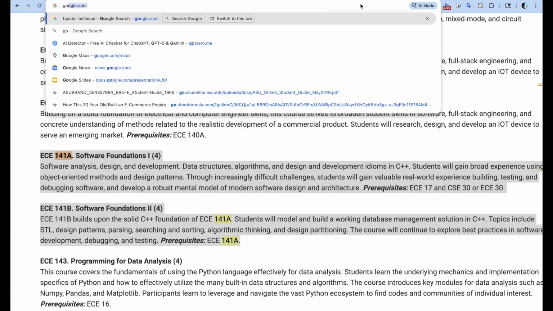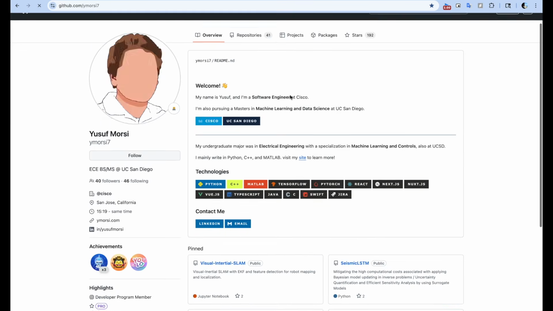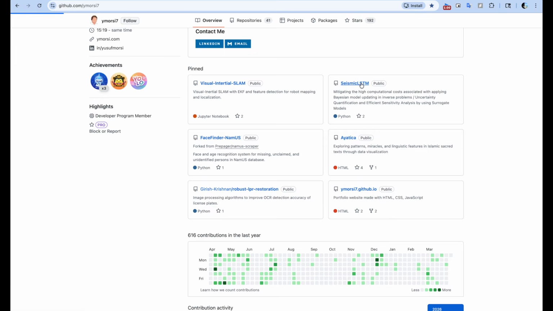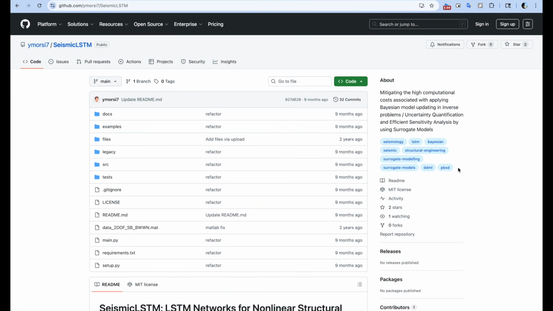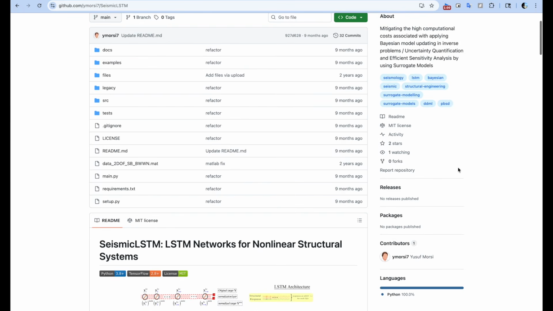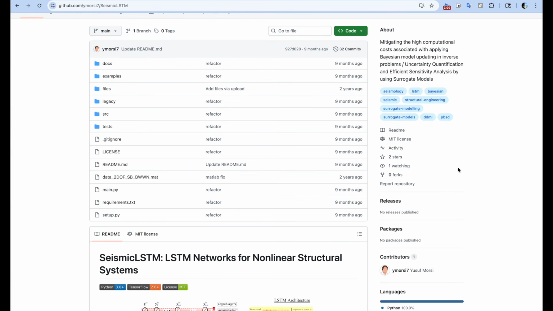For the project that my team built, I can show you actually. It's called seismic LSTM. What we did basically is we wanted to mitigate, for earthquakes and things like that, all the computational costs that you'll have for these kinds of things for nonlinear structure systems.